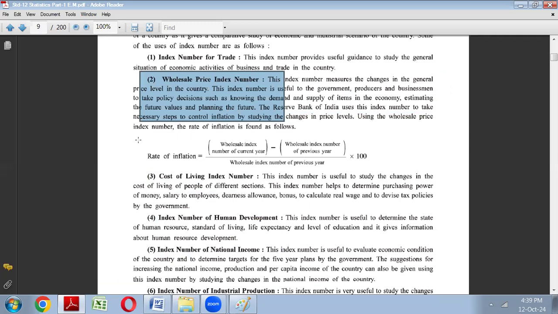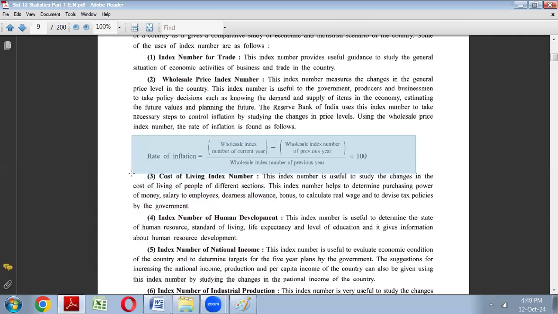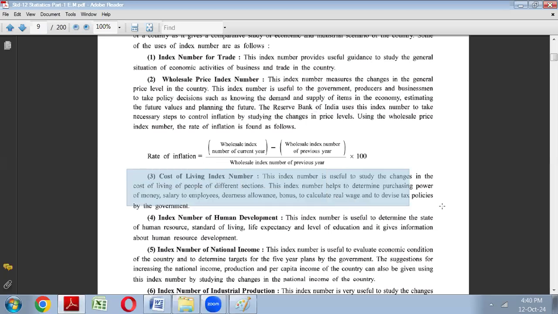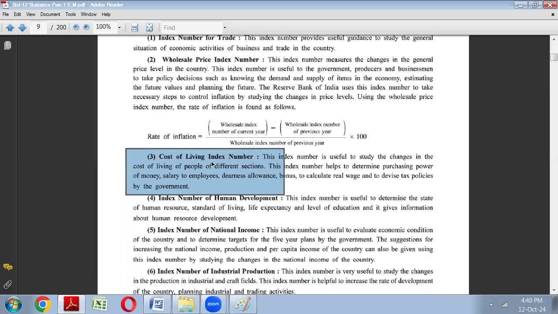Okay, this is the formula. So just look at the formula. Wholesale index number of current year minus wholesale index number of previous year upon wholesale index number of previous year into 100. Then next is why index number is important, or what are the uses: it is useful to study the cost of living.